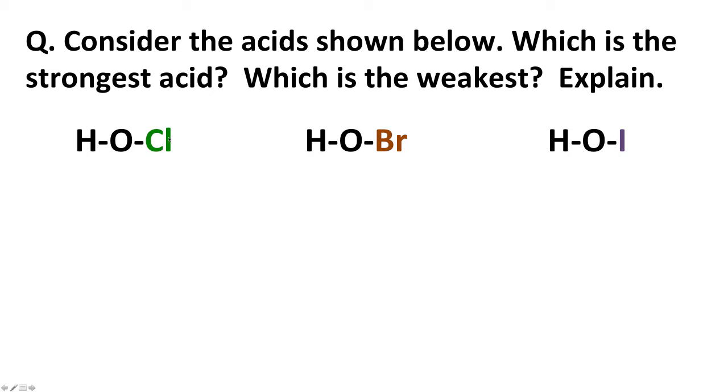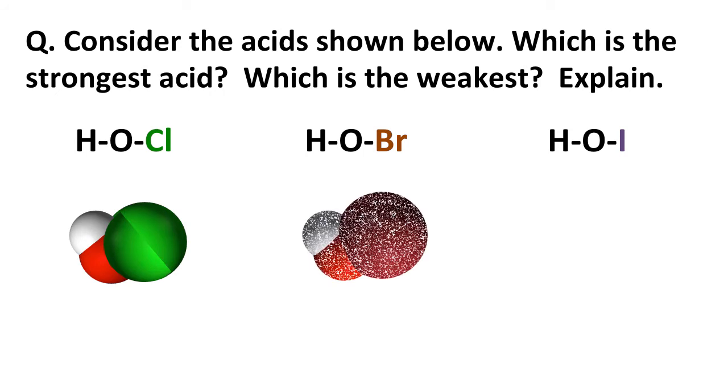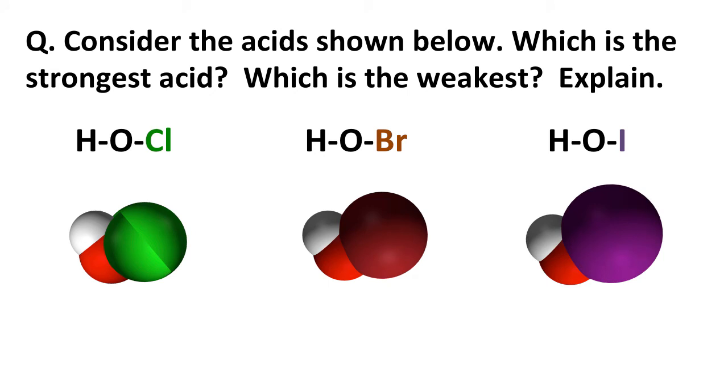But the halogen molecule differs: Cl in one, Br in another, and I in the third. So differences in structure would lead perhaps to differences in strength, and in this case the only thing that's different is that terminal atom, the Cl versus the Br versus the I. So things that can differ are Cl is a smaller atom than Br, and Br is a smaller atom than I.